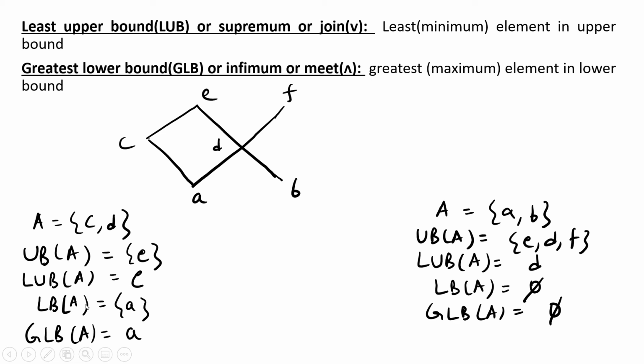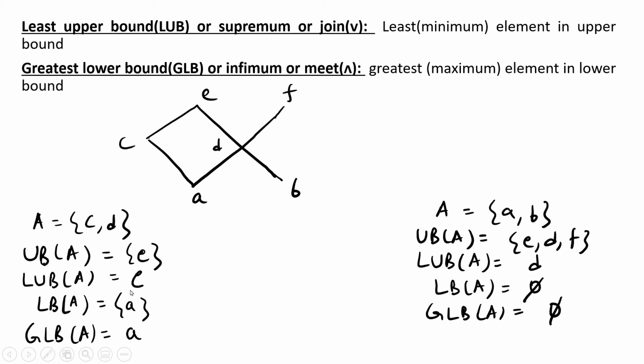Then the lower bound of the set A, C, D. So A is connected with C and A is connected with D. So A is in the lower bound. But B is connected with D, but B is not connected with C, because B is connected with D and D is connected with E, but there is no relation from E to C. There is a relation from C to E. So that's why B is not in the lower bound.